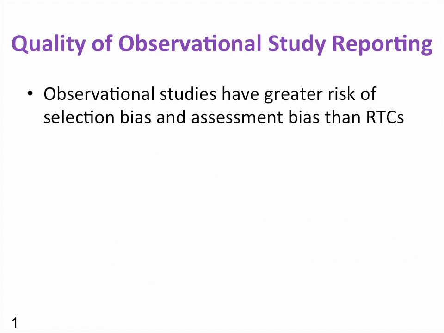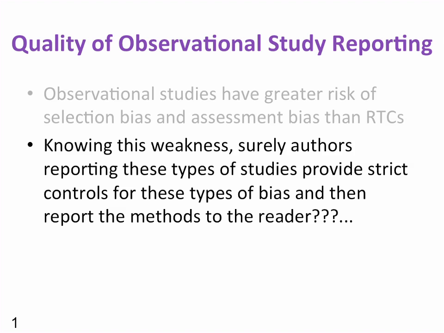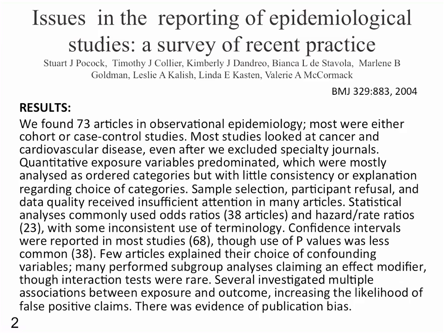In fact, compared to randomized controlled trials, observational studies run a much higher risk of selection and assessment bias. And even though authors reporting observational studies should be aware of the limitations of these types of studies, they often fail to report appropriate methods to control for selection and assessment bias. In a 2004 review published in the British Medical Journal, 73 observational studies, mostly cohort and case control studies, were examined to determine the rigor with which they appropriately reported their experimental design.